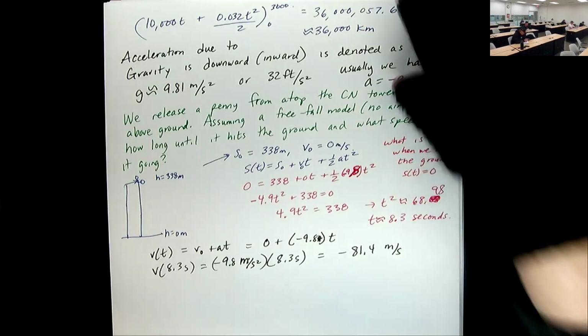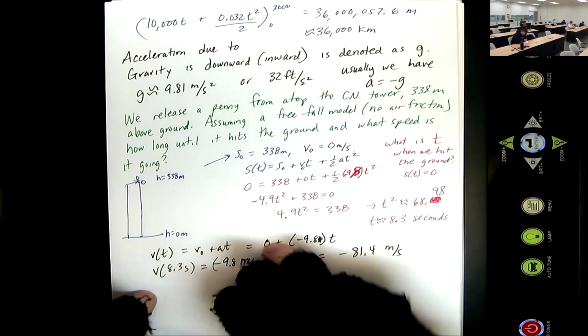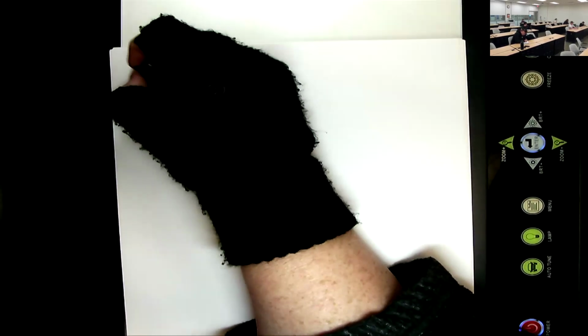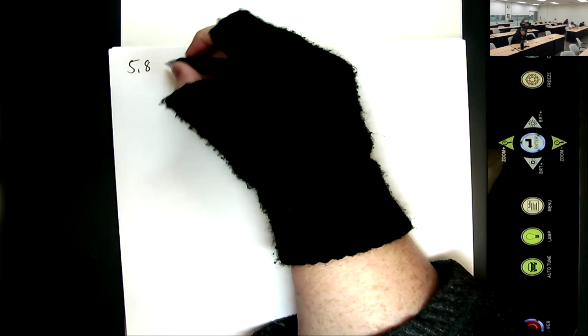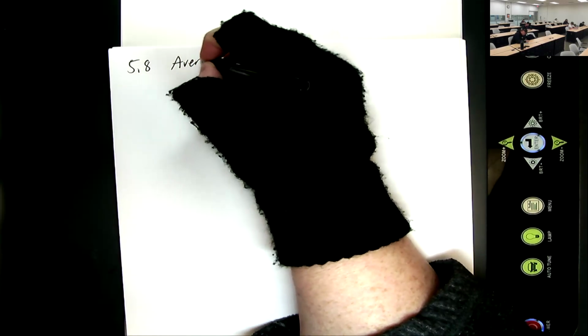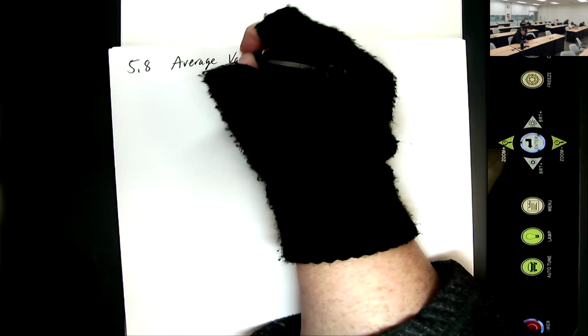Alright, onward, 5.8. 5.8 is on the average value of a function, and we mentioned stuff related to this before. In fact, we used it in previous sections.